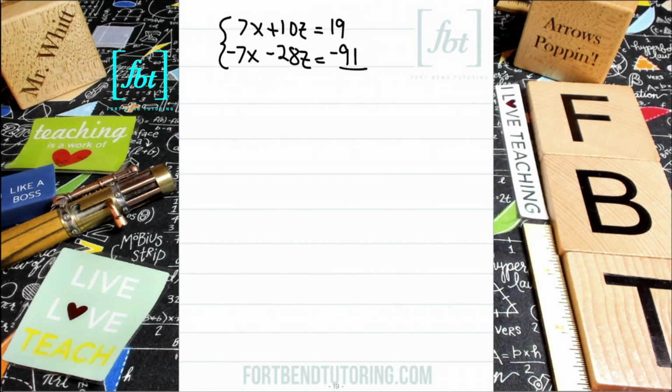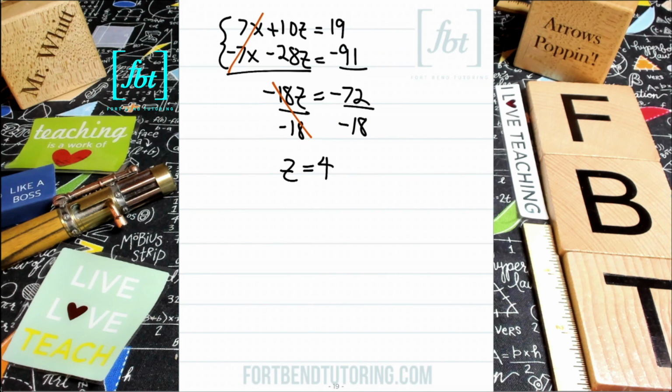Now that we have this set up, let's use our elimination properties. Our x terms will cancel out, and we'll be bringing down negative 18z equals negative 72. Now we'll be dividing both sides by negative 18, and your negative 18s will cancel out and simplify to give you z equals positive 4. So now we know that z equals positive 4.